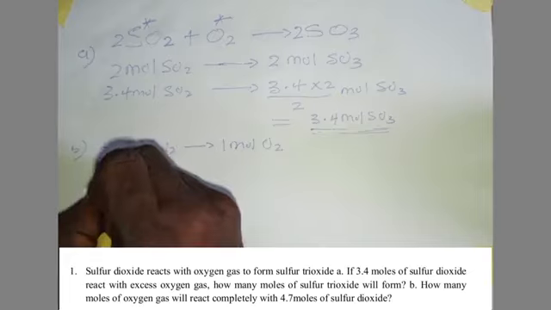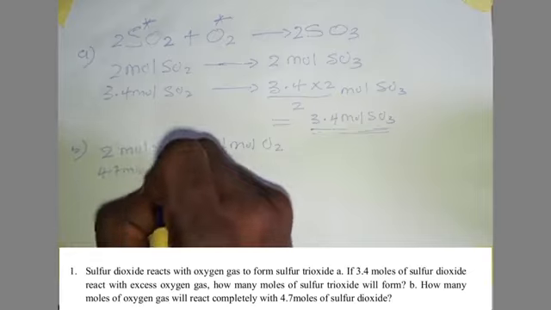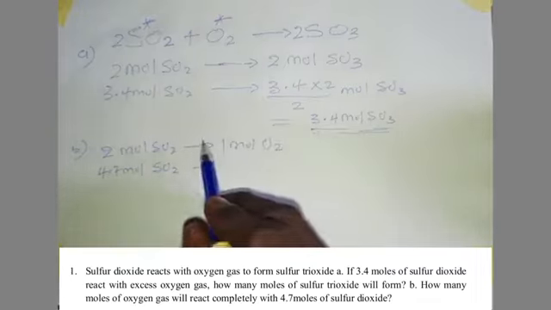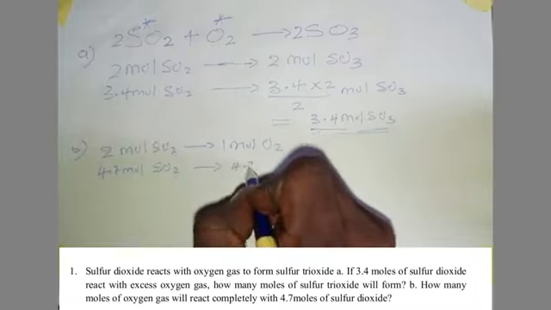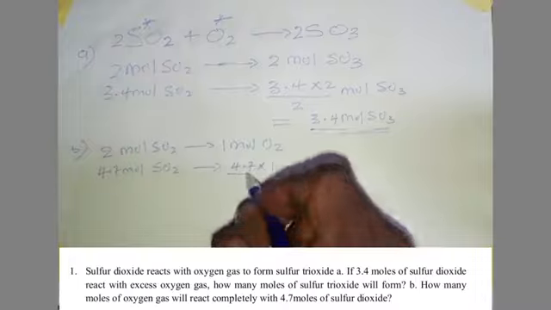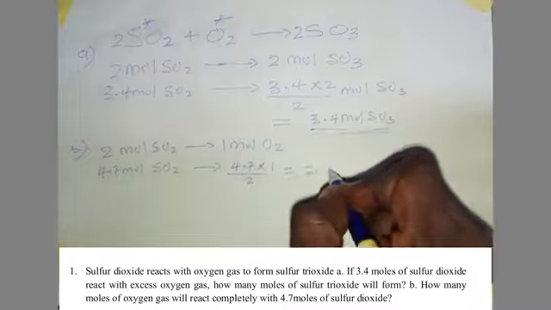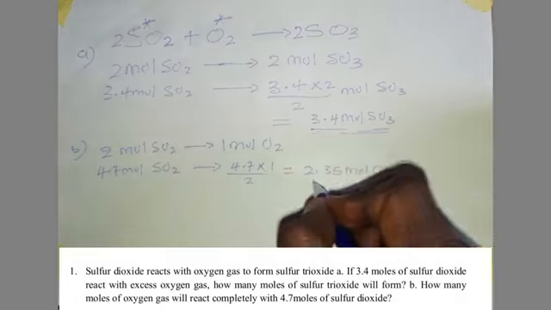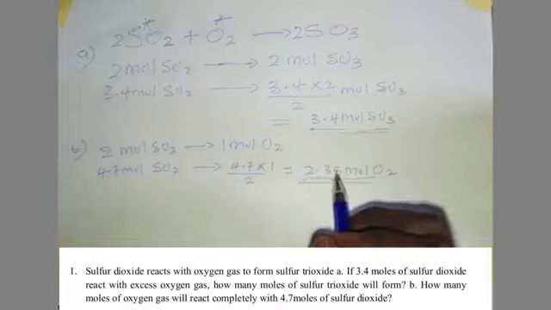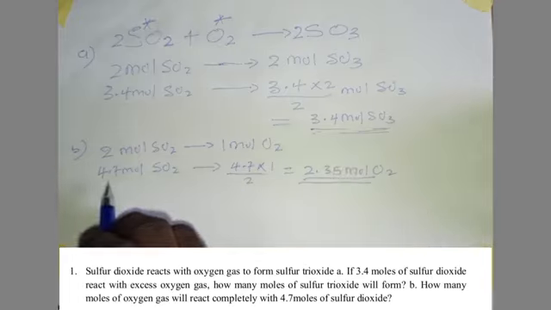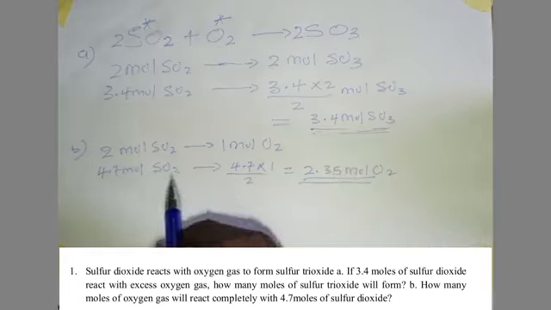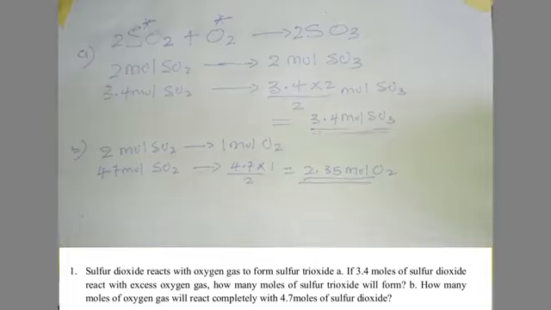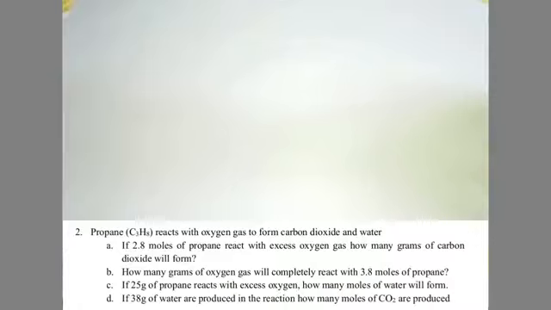So 4.7 moles of sulfur dioxide will react with, we will cross multiply, 4.7 multiplied by 1 divided by 2. And that's going to give us 2.35 moles of oxygen gas. Final answer. So this implies that 4.7 moles of sulfur dioxide is going to react completely with 2.35 moles of oxygen. Now let's solve problem number 2.